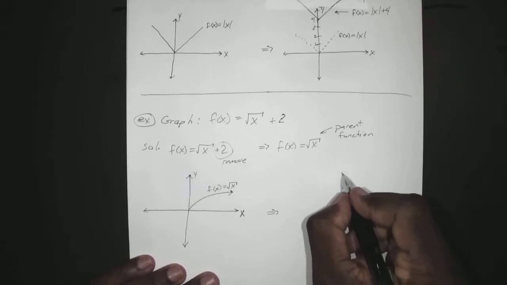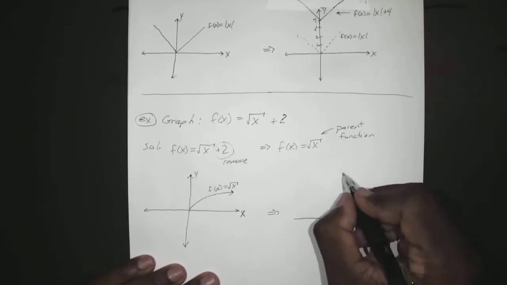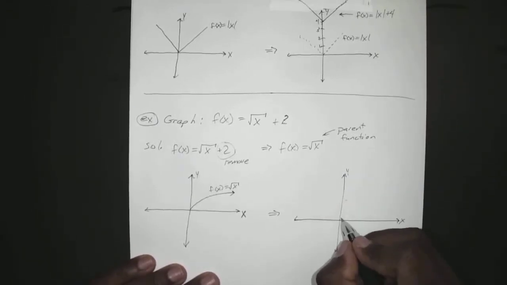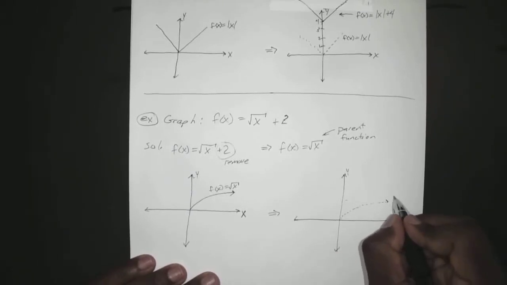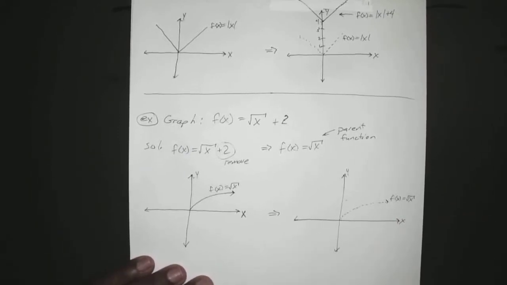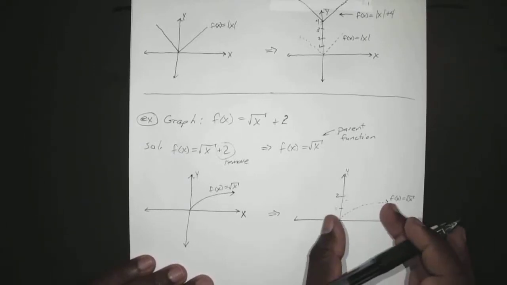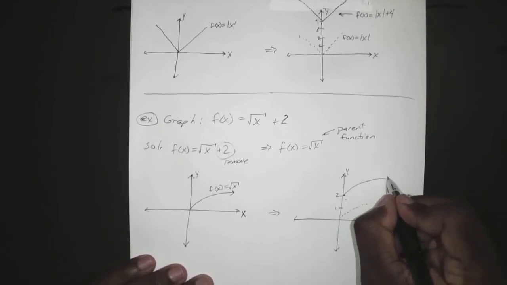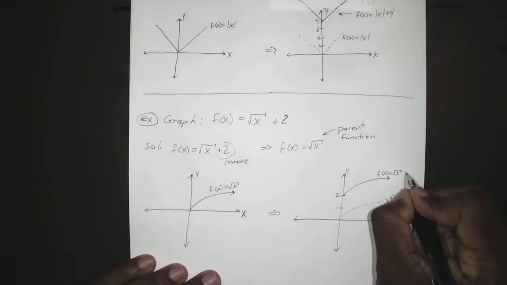Make sure I have room for that. Yeah, got enough room. So here's our x, here's our y, and I'll do a dotted drawing of square root of x. So for our square root of x plus 2, just get that whole thing and shift it up. So this is our f of x equals square root of x plus 2.